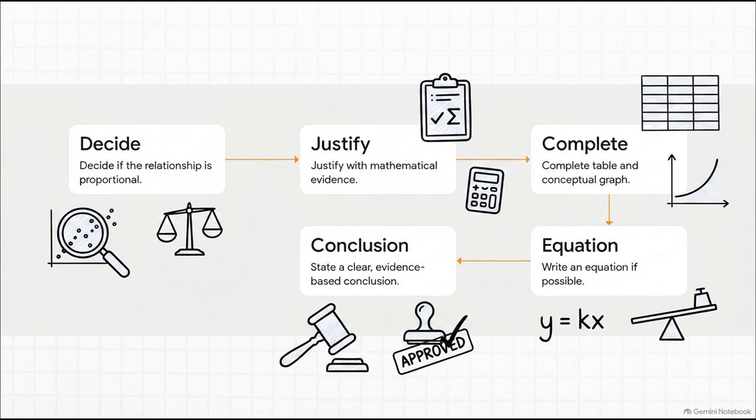relationship is proportional. Step 2, you must justify your decision with clear mathematical evidence. Step 3, you'll complete a data table and a conceptual graph based on the situation. Step 4, if the relationship allows for it, you'll write an equation. And finally, Step 5, you'll state a clear, evidence-based conclusion. Let's actually practice this together right now.